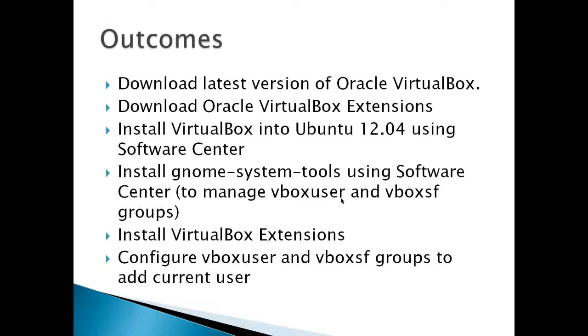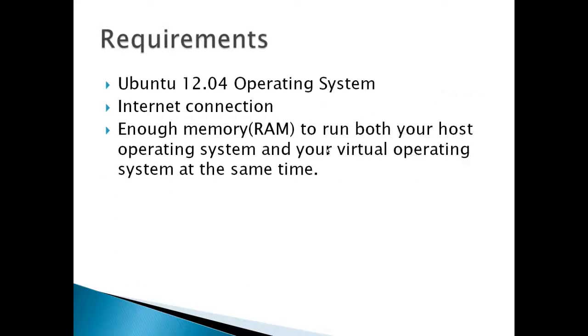The outcomes for this video include: download the latest version of Oracle VirtualBox, download Oracle VirtualBox extensions, install VirtualBox into Ubuntu 12.04 using the Software Center, install GNOME System Tools using the Software Center. This is a tool that helps you manage the vboxusers and vboxsf shared folder groups. Install VirtualBox extensions, and then finally configure the vboxusers and vboxsf groups using GNOME System Tools.